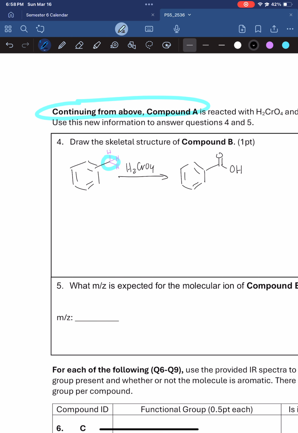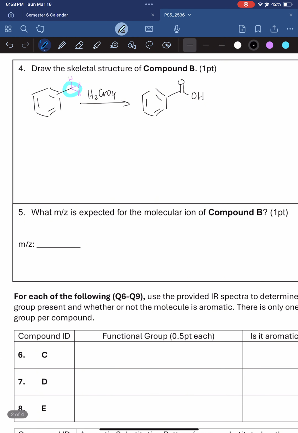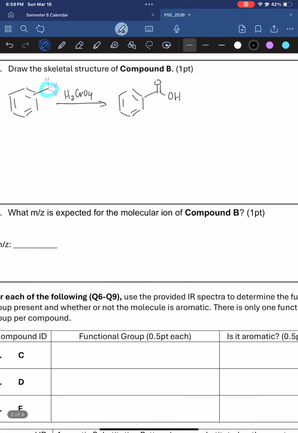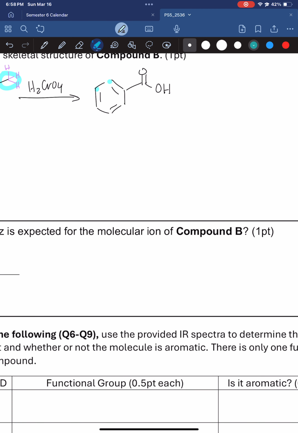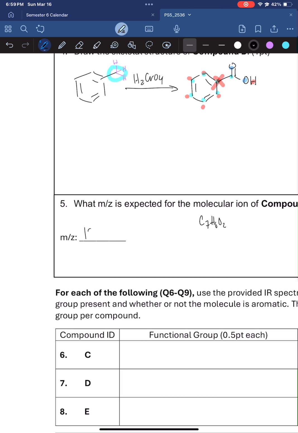So now we're given the structure of compound B, and mass to charge ratio is just a fancy way that the machine tells us what is the molecular weight of the compound. So we're kind of just counting atoms here. So we have 1, 2, 3, 4, 5, 6, 7 carbons. We have 1, 2 oxygens. And for hydrogens, we have 1 here, 2, 3, 4, 5, 6. There is not going to be a hydrogen here. So we're given a molecular formula of C7H6O2. And this is kind of just using the periodic table, and we're going to find a mass to charge ratio probably of 122.